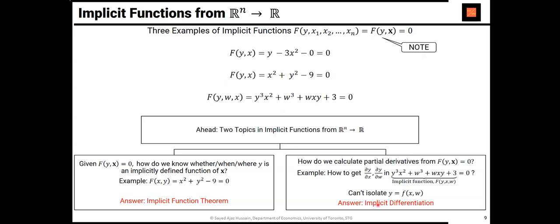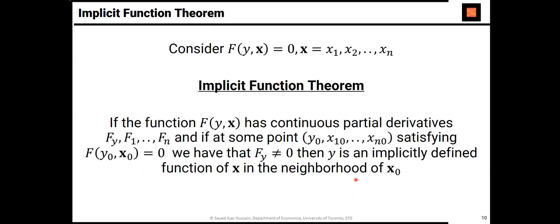And the answer is given by implicit differentiation. So once again, the implicit function theorem says, how do we know that once you give me an implicit function, the y's are somehow a legit function of x's? And given an implicit function, how do I carry out partial derivatives, even though I don't know the explicit functional form? The implicit function theorem says the following. It's a bit of a mouthful, but it's actually less scary than it looks.